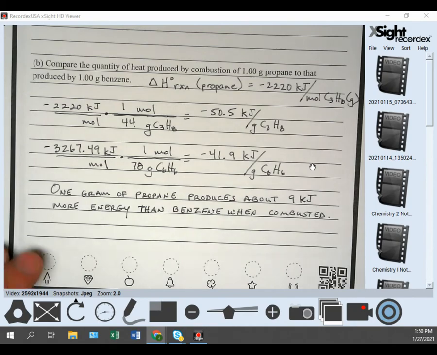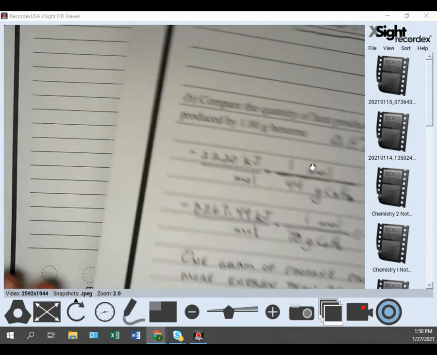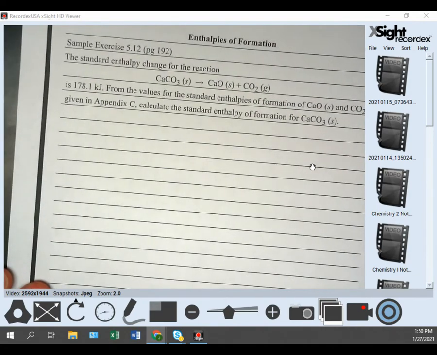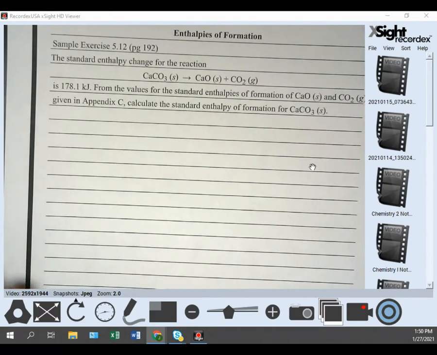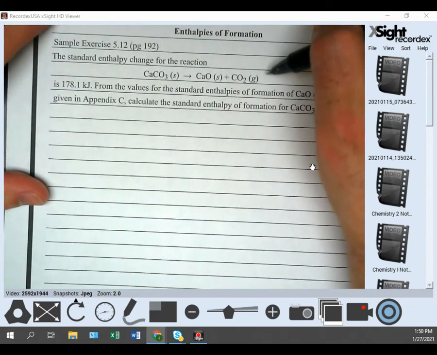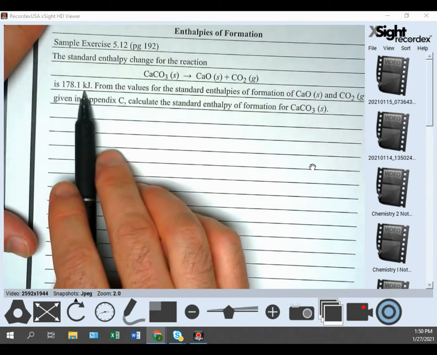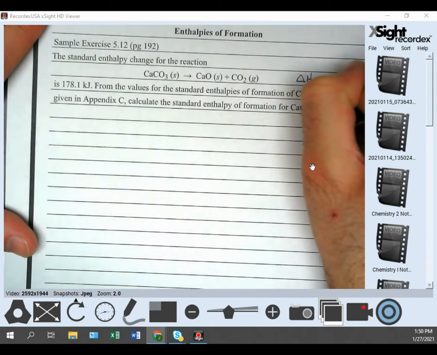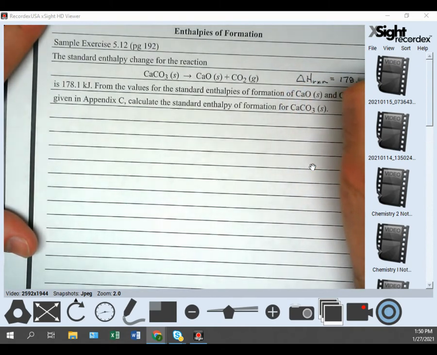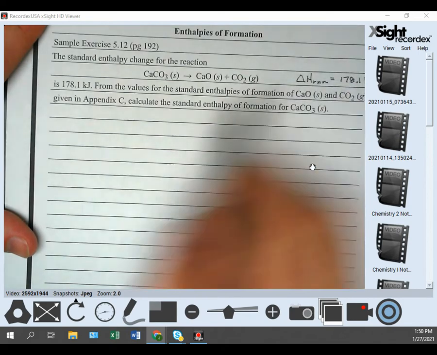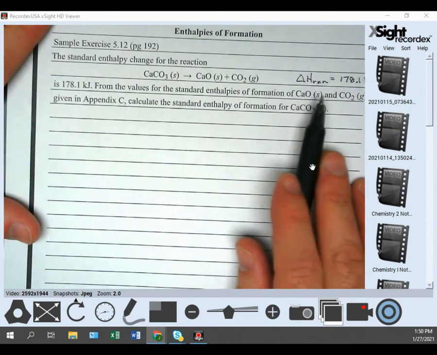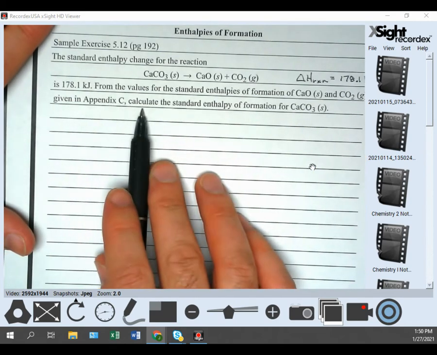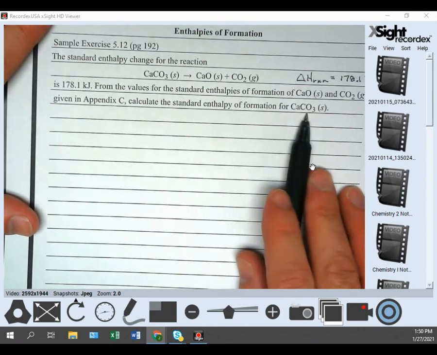All right. Next one. Sample exercise 12. So the standard enthalpy change for the reaction, they give us the reaction, is this. Okay. So that's the delta H of the reaction is 178.1 kilojoules. From the values for the standard enthalpies of formation of CaO solid and CO2 gas given in Appendix C, calculate the standard enthalpy of formation for CaCO3.